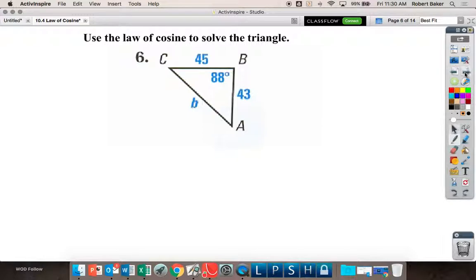So I'm going to speed through this. You can watch or you can copy. It is up to you. I want to show you the whole process. So to solve for b, b squared is equal to a squared plus c squared minus 2ac.